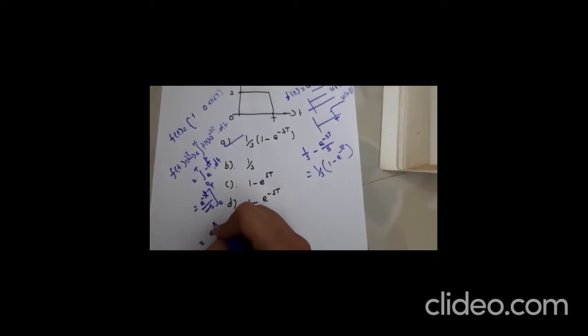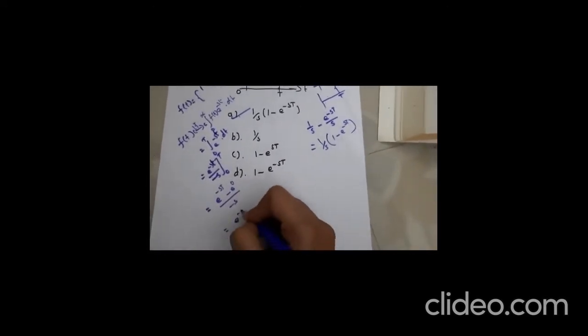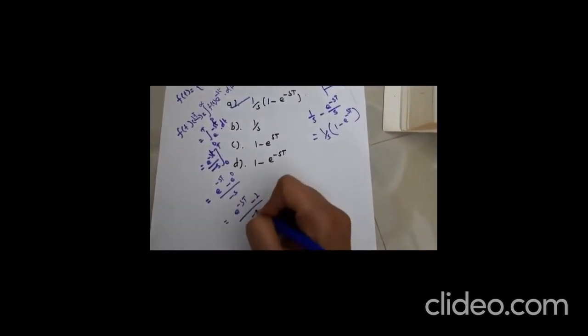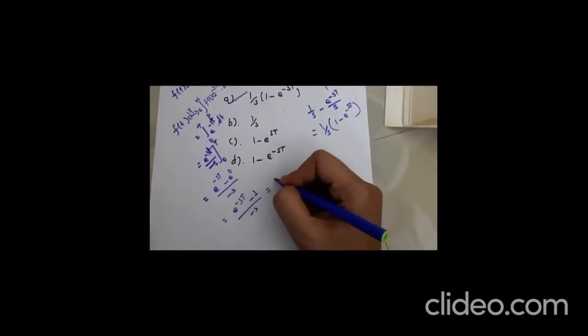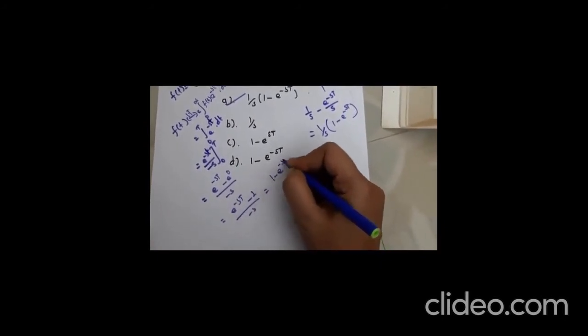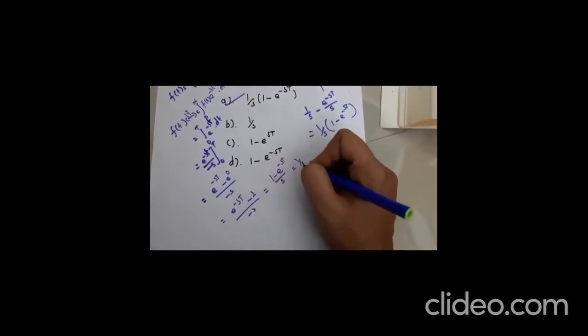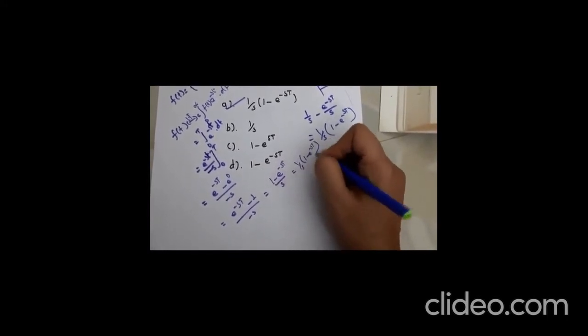Solving this, we will get e power minus sT minus e power 0 divided by minus s. So the answer is e power minus sT minus 1 divided by minus s. If you take minus outside, that becomes 1 minus e power minus sT divided by s. So that is equal to 1 by s into 1 minus e power minus sT. So this is another method, and this is a shortcut method. The answer here is 1 by s into 1 minus e power minus sT.